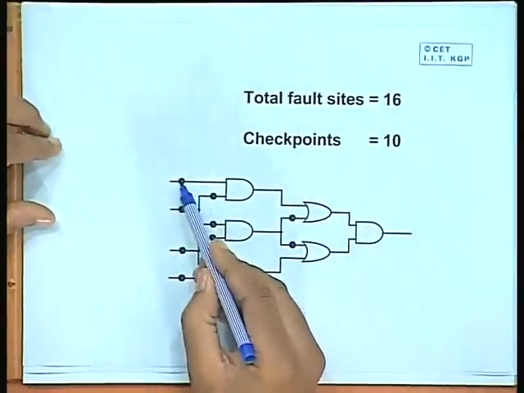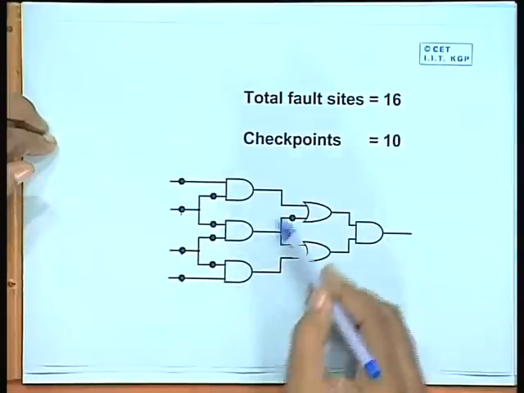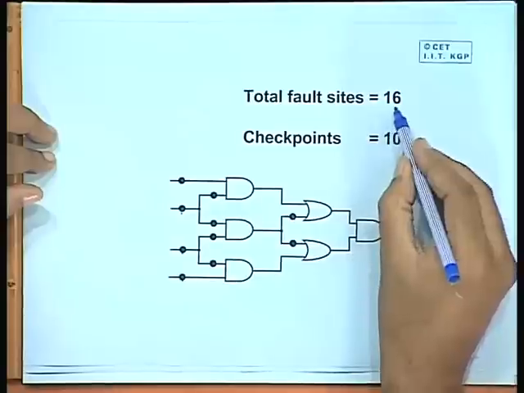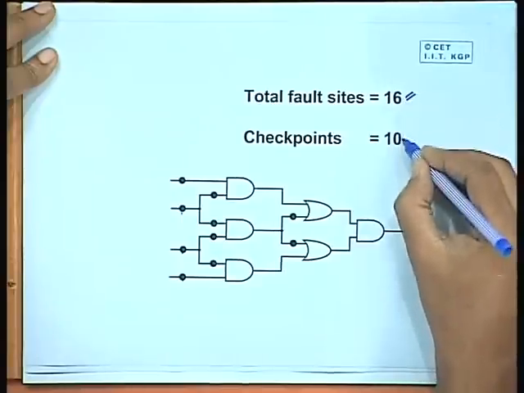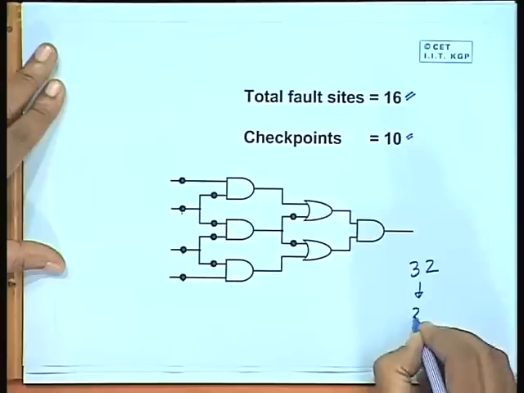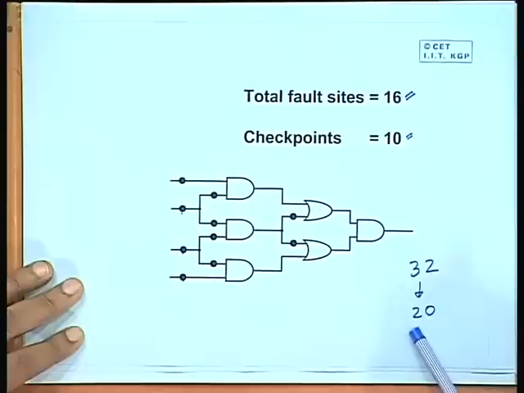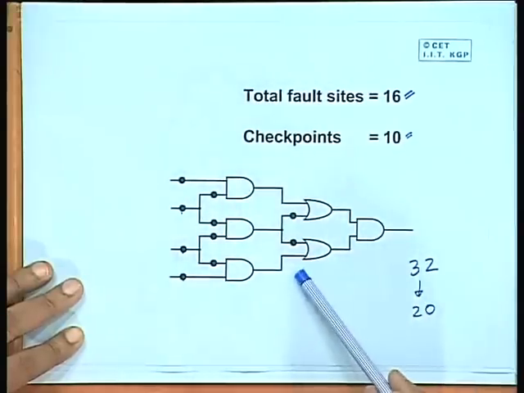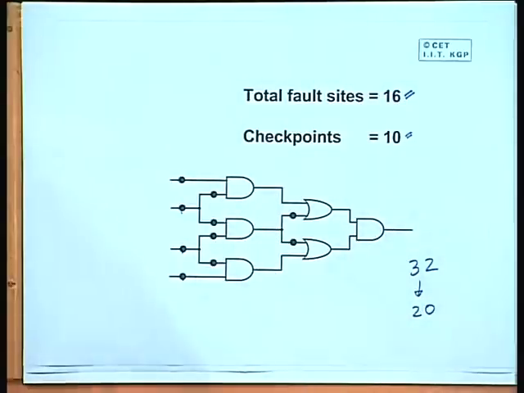Now, a very simple example to illustrate this. Suppose you have a circuit like this. These are the primary inputs, these are the fan out branches. So, there are 10 total checkpoints, but total fault sites were 16. So, straight away using the checkpoint theorem, you have reduced the number of fault sites from 16 to 10. So, in terms of the faults, you have reduced it from 32 to 20. But you should remember that using fault dominance and equivalence, you can possibly reduce the number of faults to even less than 20, but this checkpoint theorem is a useful starting point. So you can very quickly reduce the number of places you need to check before you apply equivalence and dominance to reduce the number of faults.